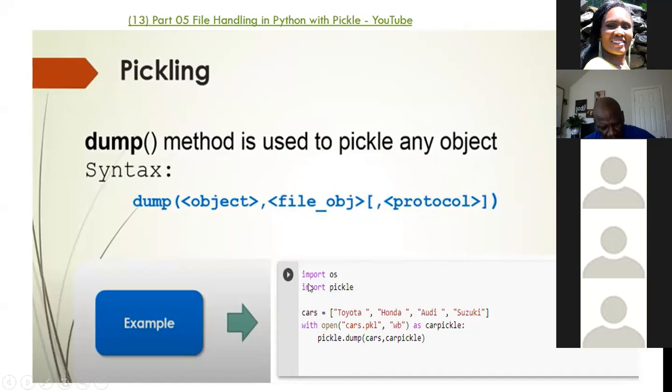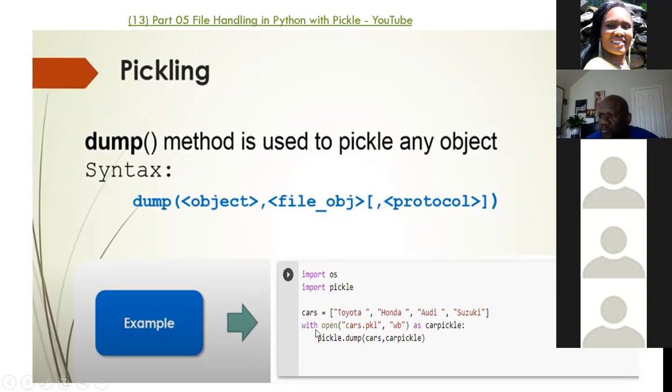So the syntax is import os. You have to again import the operating system. Then you also have to import pickle. You don't have to install these, so don't struggle with your IDE or with your code trying to install pickle or os. These come already installed, so you just import them. They are libraries that are already defined. So you just import os, import pickle, and then I'm defining cars. Cars is a list, and I have Toyota, Honda, Audi, and Suzuki.